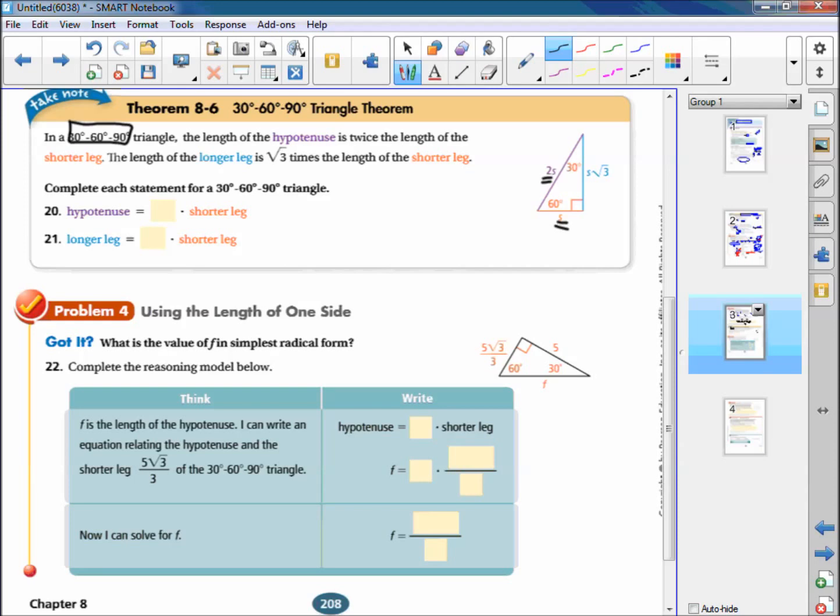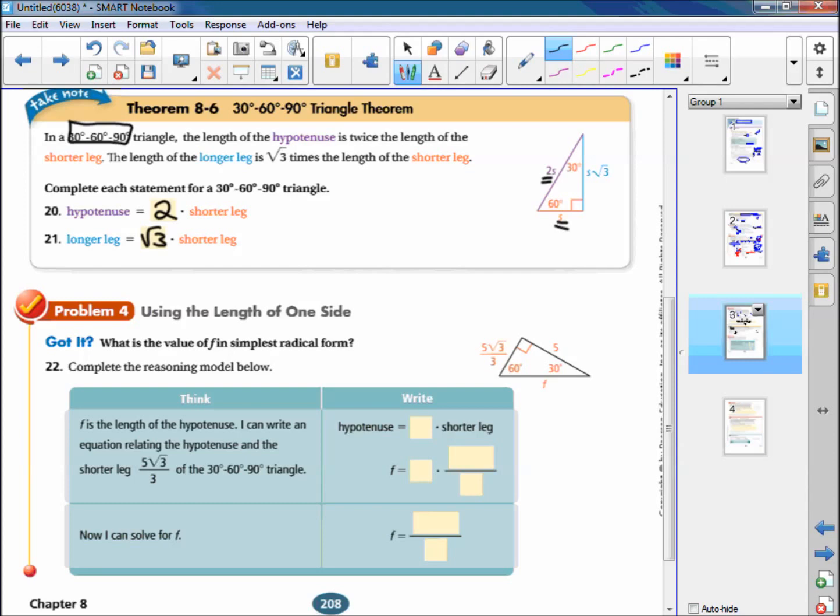Okay? So complete the following statements here. Our hypotenuse is going to equal 2 times the shorter leg, and the longer leg will equal the square root of 3 times the shorter leg. Okay? So you're going to need to be able to go between all 3 of these. So given one of them, find the other 2. All right? And this is just some memorizing. Make yourself a flashcard for it.